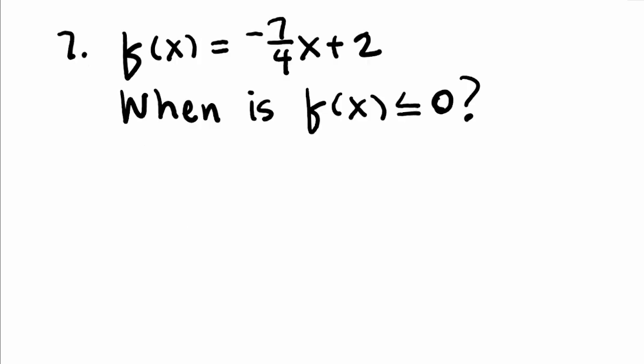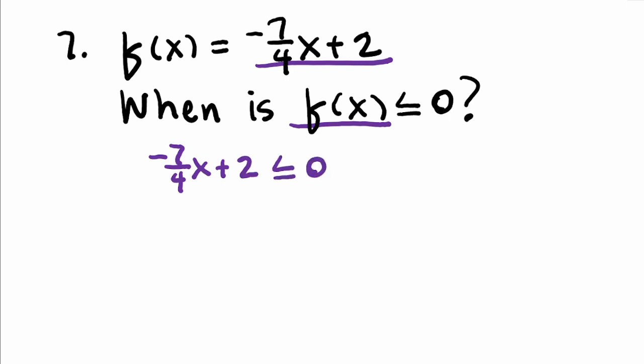All right, now we're going to get into some of the more typical algebra problems. And it's going to say, let f be the linear function given by f of x equals negative 7/4 x plus 2. For what values of x is f of x less than or equal to 0? Okay, well, we have a formula for f of x. We're going to plug it in right there, and I'm going to say negative 7/4 of x plus 2 is less than or equal to 0. And then I'm going to solve for x. So I'm going to start by subtracting 2 from both sides, and I'll say negative 7/4 x is less than or equal to negative 2.